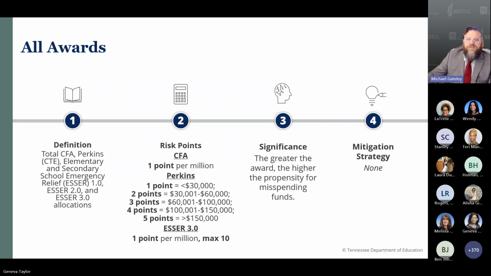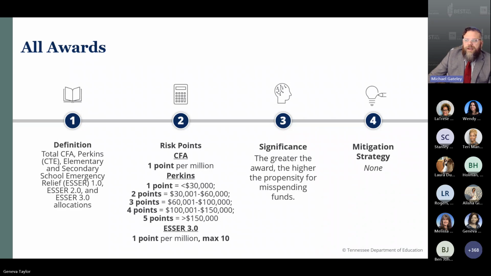So for all awards, if you get money, you have points associated with that. Risk and money go hand in hand. For all of our federal grants, you can see the different categories there. For CFAs, 1 point per million. Same for ESSA, 1 point per million with a max of 10. And for Perkins, it's broken down. You get a max of 5 points, with the lowest being 1 point if you receive any money at all.